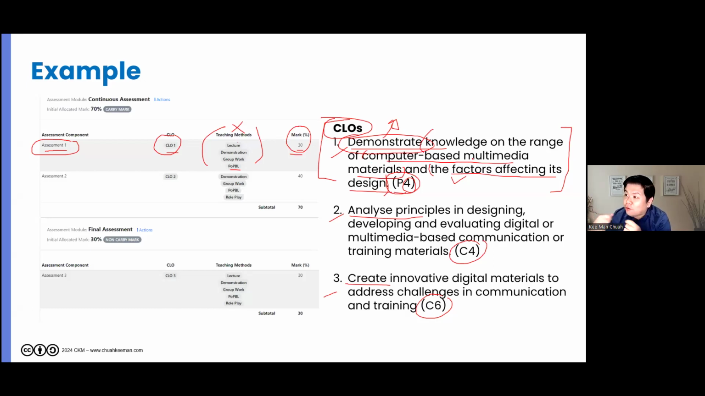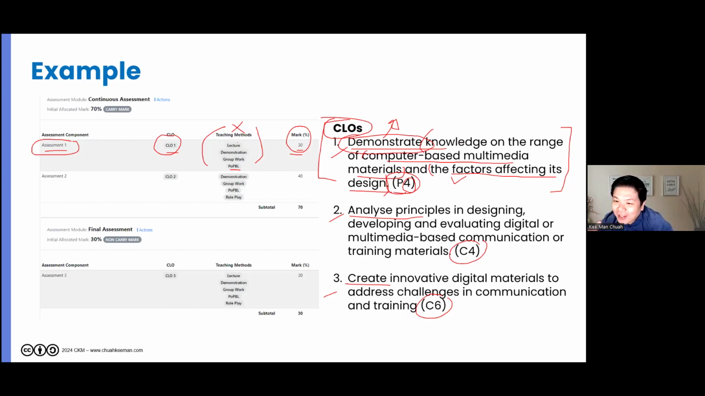That means they have to show the ability to use all these tools. If you're teaching them how to use certain tools in social media or wherever, they are able to use those tools and demonstrate how they use them by putting up all this content for you, whether it's multimedia, social media posting, whatever. But the later part of it, the factors affecting, they have to justify why they choose that kind of design principle, right? Technically speaking, they have to demonstrate.